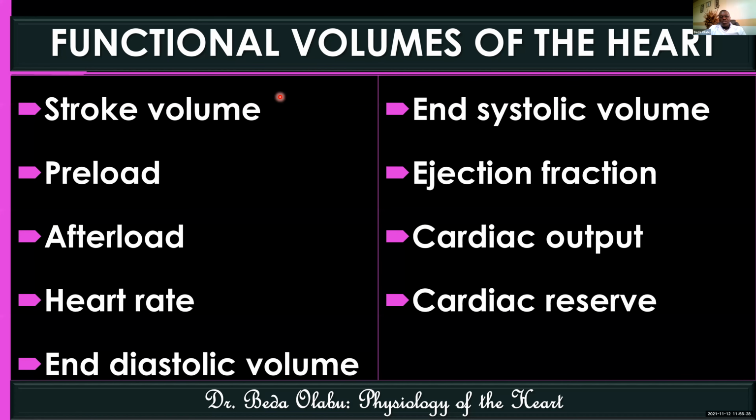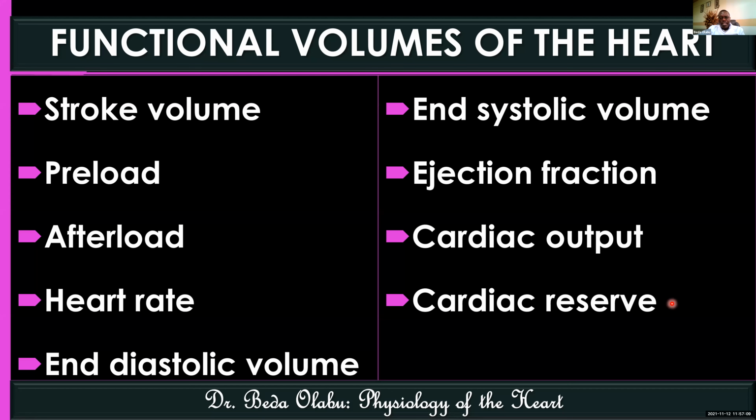And if you get the normal stroke volume, you can work out what's the normal end diastolic volume and what's the normal end systolic volume, because I told you ejection fraction is about 60%. Now let's define cardiac reserve. Cardiac reserve refers to the extra cardiac output during exercise. That extra cardiac output that you have when you're performing a physical activity is what we call the cardiac reserve.